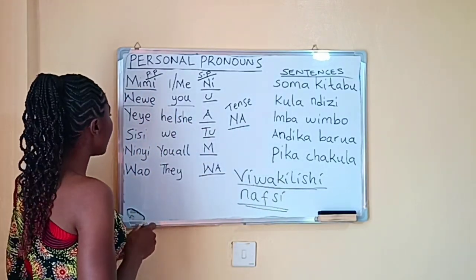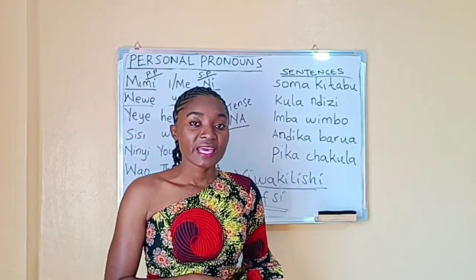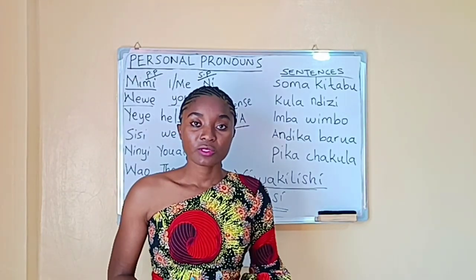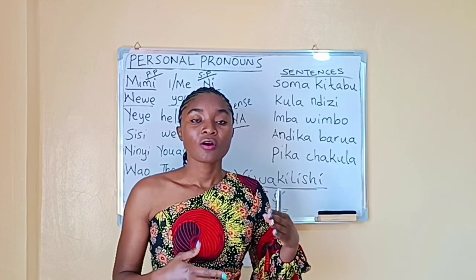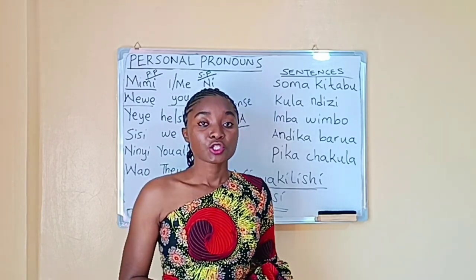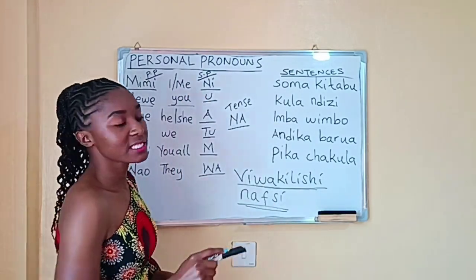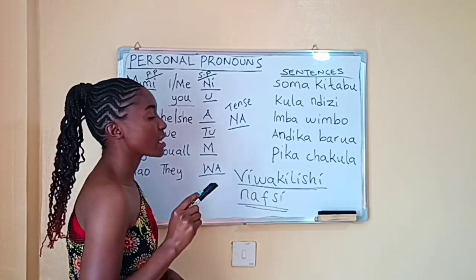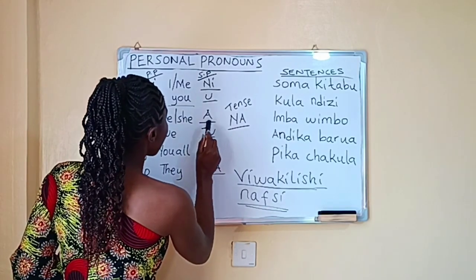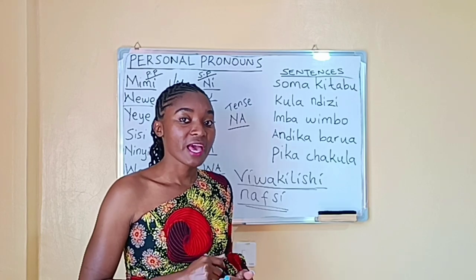Let's move to the third one, yeye. Yeye means he or she. In Swahili, we do not have a specific word for he and a specific word for she, like in English. We use yeye, which represents he or she. Yeye is always represented by a. Yeye, a.